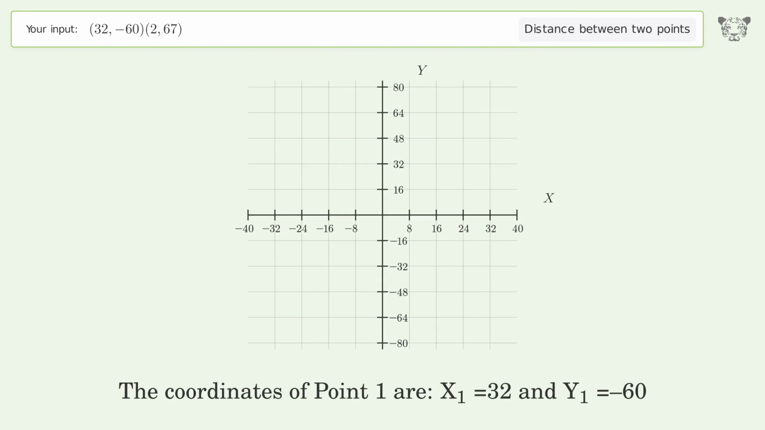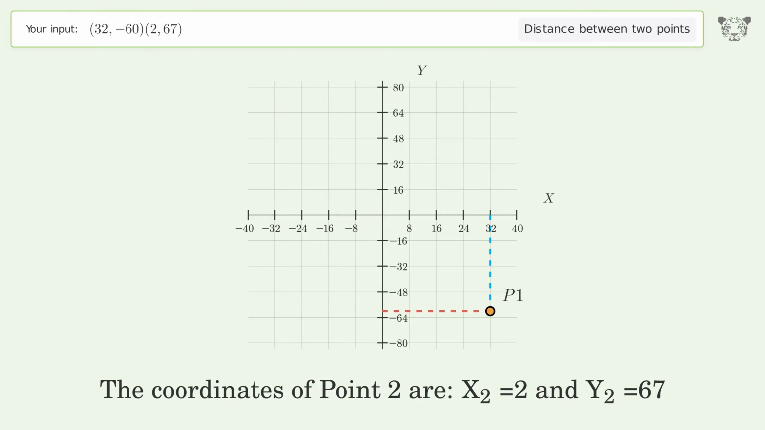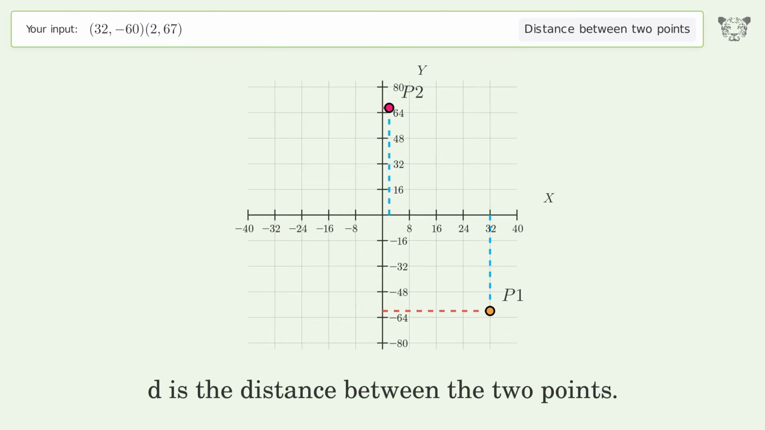The coordinates of point 1 are x1 equals 32 and y1 equals negative 60. The coordinates of point 2 are x2 equals 2 and y2 equals 67. D is the distance between the 2 points.